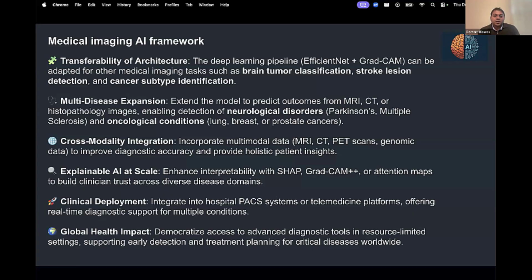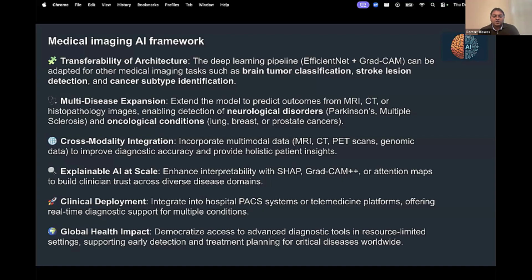And also it can be utilized with multimodal data, right? This is only one model, probably specific to the MRI images, but it can be incorporated with multimodal data as well. And from a scalability perspective, more enhanced interpretability options can also be added, maybe GradCam++, or options for scaling the interpretability and trust across many different domains.